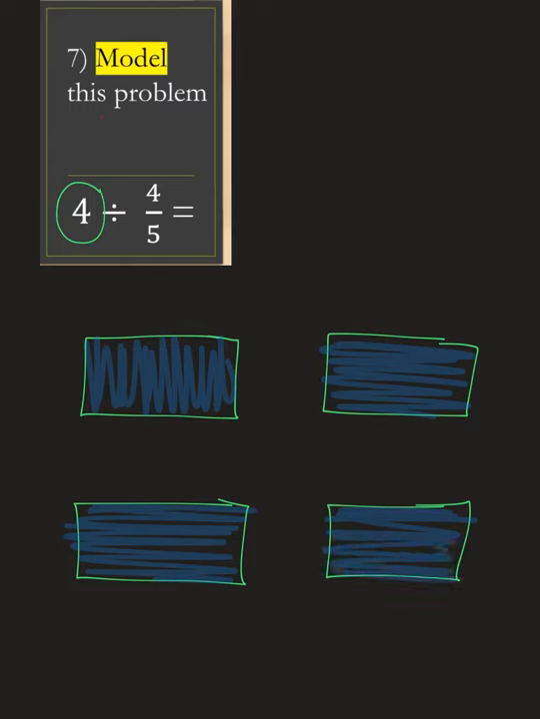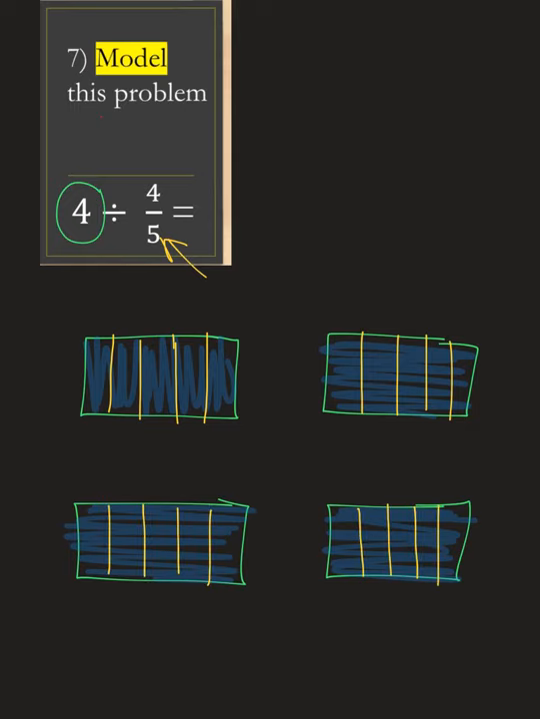Then your denominator tells you what you should be splitting your box into. So I need to split each box into fifths. So 1, 2, 3. If I draw 4 lines, there you can see I have 5 boxes within each whole now. So there are my 4 wholes split into fifths.